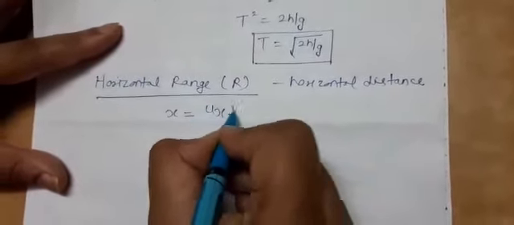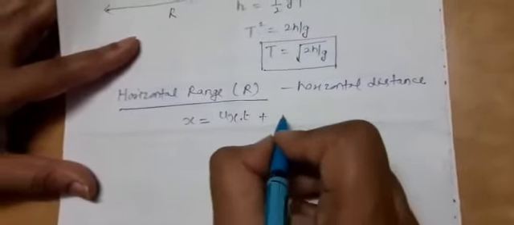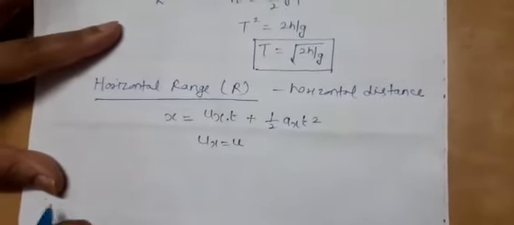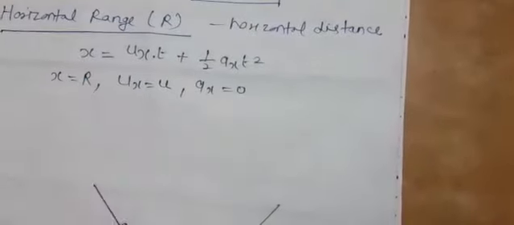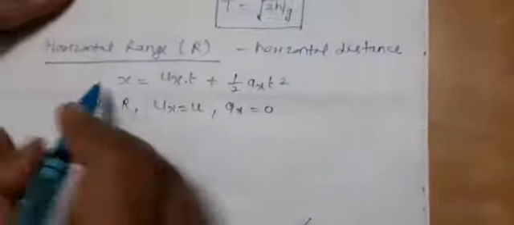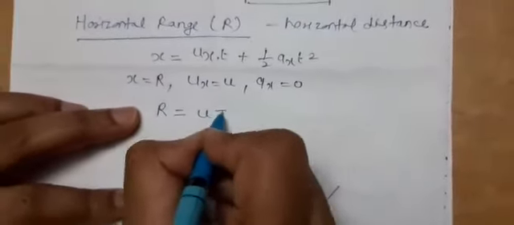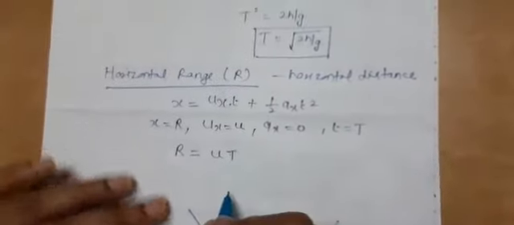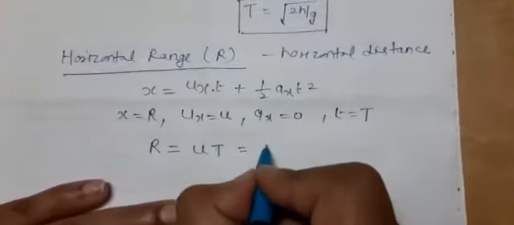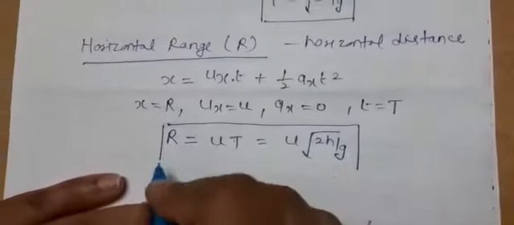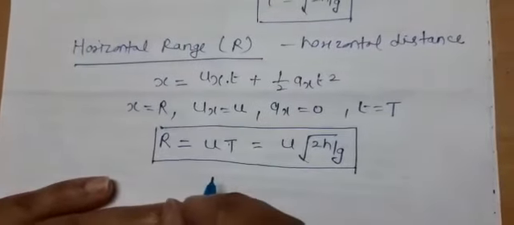So you will apply here the equation of motion along the x-axis. The equation you will use is like this. Here ux is u and ax will be 0, and let me take this x to be R, the total horizontal distance covered. So the horizontal range is u into t. Yes, time t is equal to capital T. So basically u into under root of 2h upon g is giving you the horizontal range.